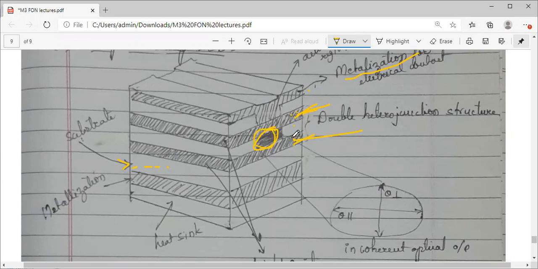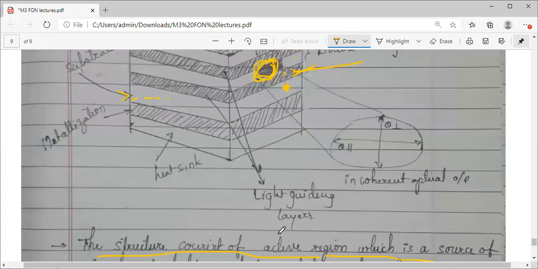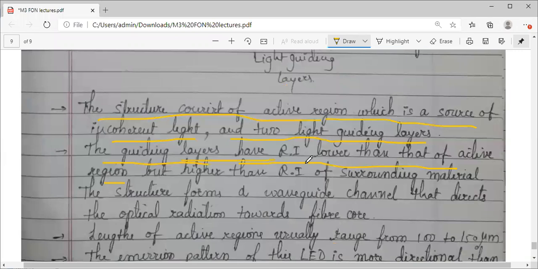But उनके refractive indices, ये जो उनके just presiding layers हैं, इसकी immediately जो भी surrounding layer है, ये वाला and ये वाला, these two ये जो layers के refractive index हैं, उससे ज्यादा होना चाहिए. Active region से कम, but surrounding layer से ज्यादा. That is the condition. The guiding layers have the refractive index lower than the active region, but higher than the refractive index of the surrounding material. The structure forms a waveguide channel that directs the optical radiation towards the fiber core.